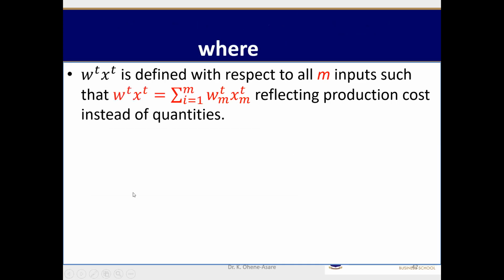Now, as for the WX, we know that already. We've defined it as the observed. That's how we called it. The observed cost. Whereas the one with the C is the minimum cost.